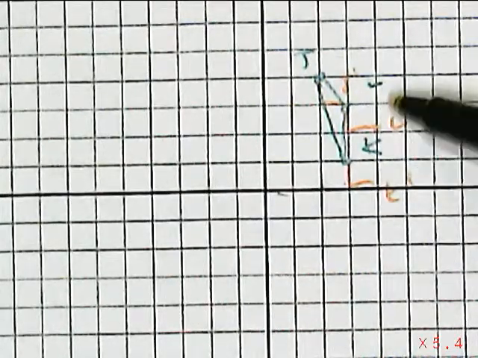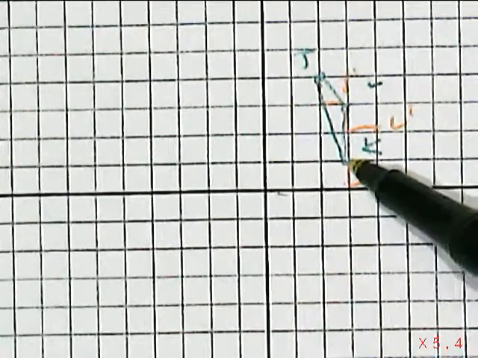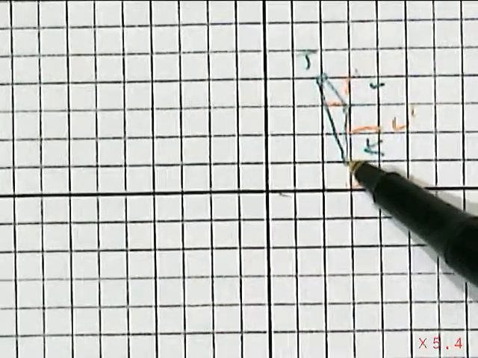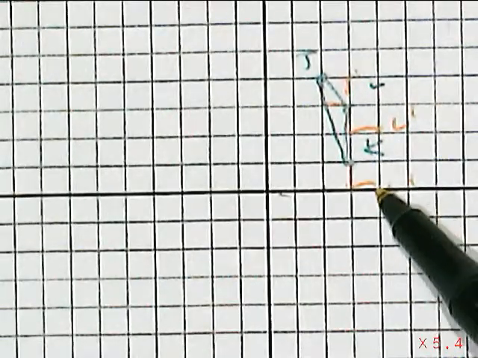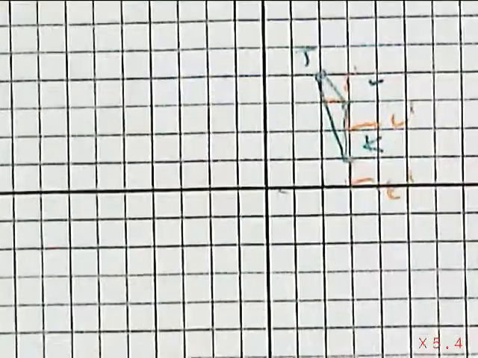Now they just want to know the coordinates of K prime. So I just go from K to K prime, just go down 1, right 1. And then my coordinates would be 4, 0. 4, 0 is letter choice J.